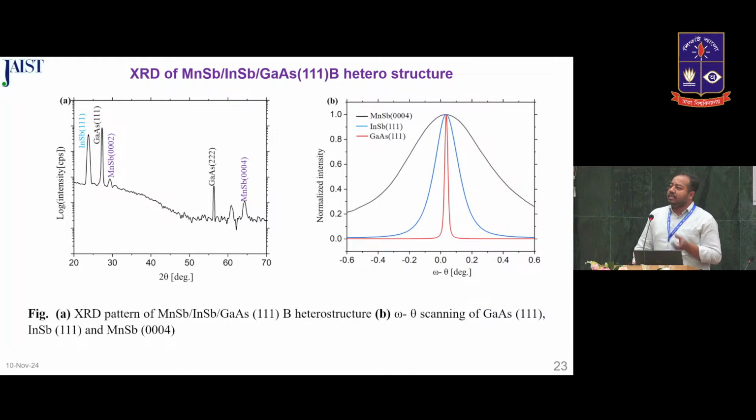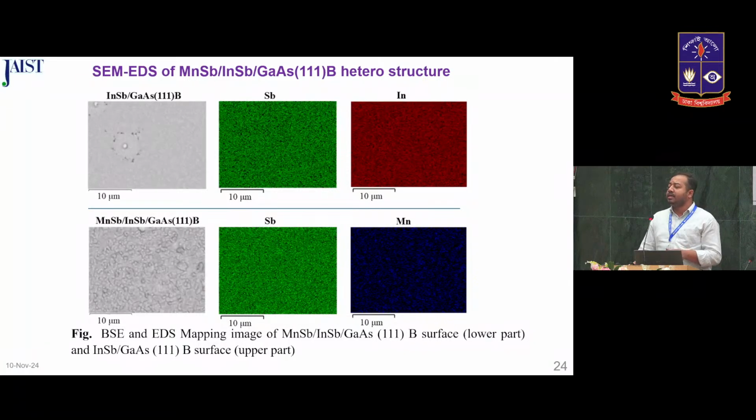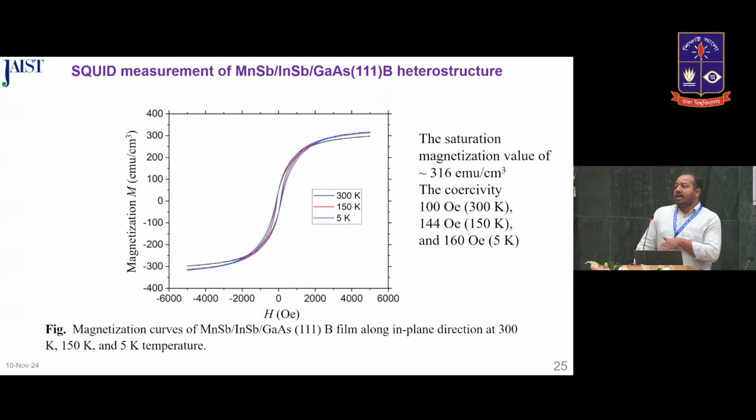measurement and the saturation magnetization of that heterostructure. Here we also found similar magnetic properties to the single manganese antimonide layer. So we confirm that this layer has good magnetic properties as well as good electric properties, which is very essential for our devices.